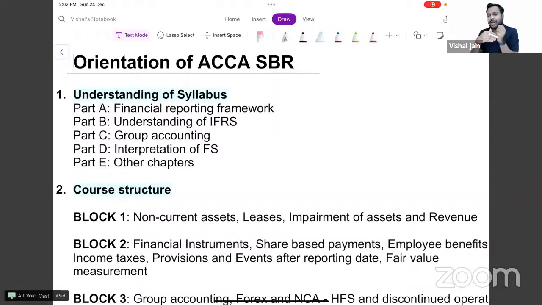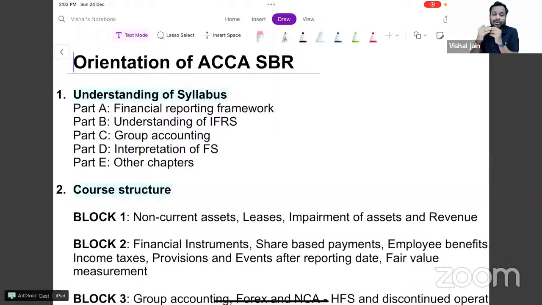So basically, we are going to discuss each and everything about ACCA SBR, be it what exactly is the syllabus of ACCA SBR, how the course structure is designed, how we will conduct our sessions for ACCA SBR, and further, how the ACCA examining team will test your knowledge, basically the paper pattern of ACCA SBR.